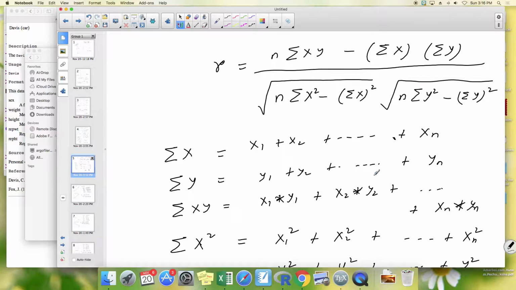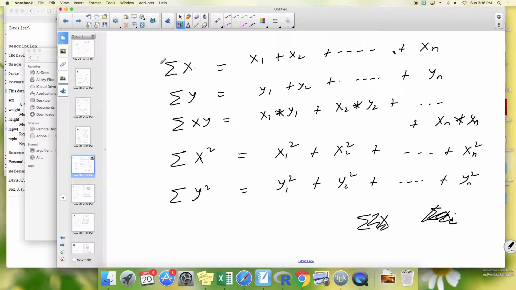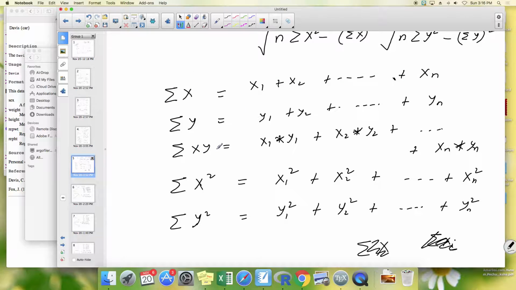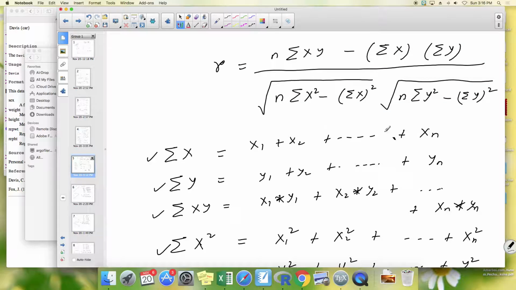And so what can come in the exam is, I will tell you the values of these things. You don't have to find out summation x, summation y, summation xy, all these things. I will give you these 5 values: value 1, value 2, value 3, value 4, value 5. And then you have to put in these values in this formula and get me R.